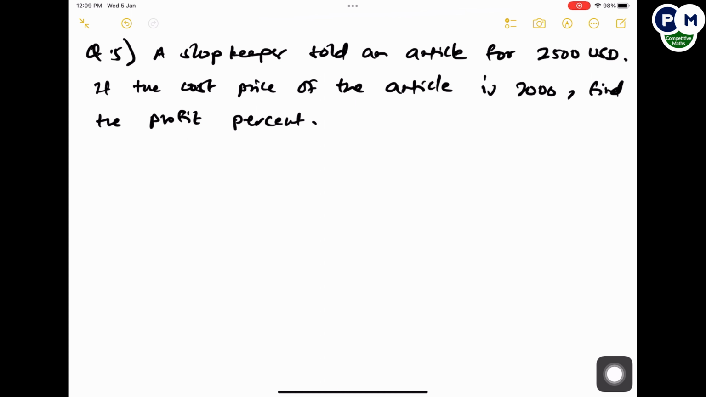Here is the problem statement. A shopkeeper sold an article for $2,500. If the cost price of the article is $2,000, find the profit percent. Here is an answer with explanation.